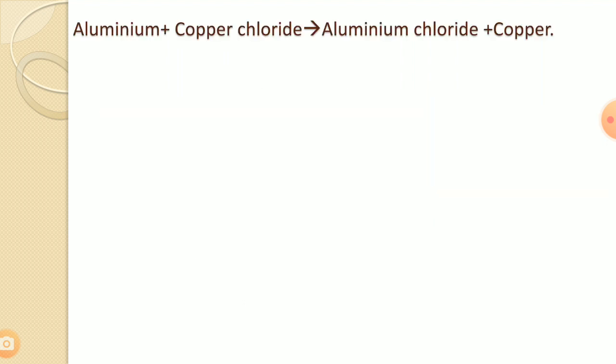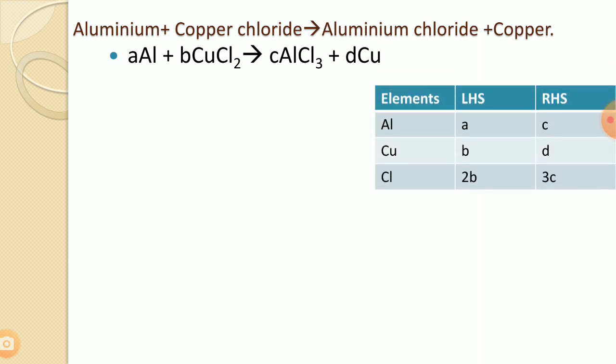So finally the balanced chemical equation is given below. Now this is the fifth and the last equation, and here we will balance this equation in a different way. After writing the skeletal equation, we will write the coefficients A, B, C and D in front of the symbols and formulae as shown in the equation. Next, we will compare all the atoms on left hand side and right hand side, and we found that for aluminium A is equal to C, for copper B is equal to D, and for chlorine 2B equals to 3C.